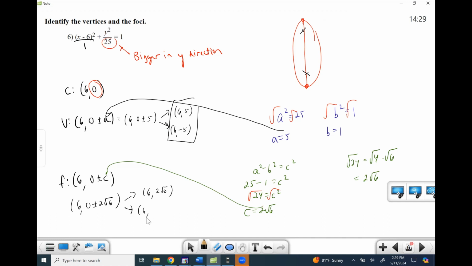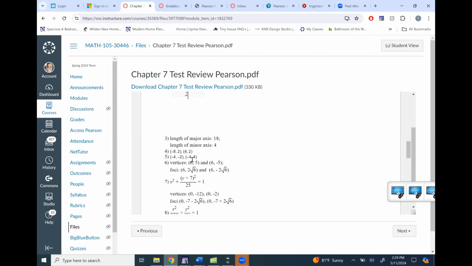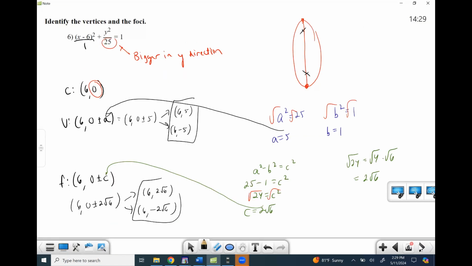And then 0 minus 2 root 6. That's going to be negative 2 root 6. Let's go check ourselves, make sure we look good on our answer key. 6, 5, 6, negative 5, 6, 2 root 6, and 6, 2, negative 2 root 6. Looking good.